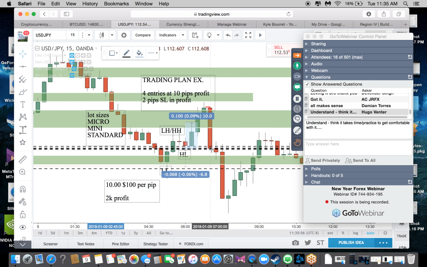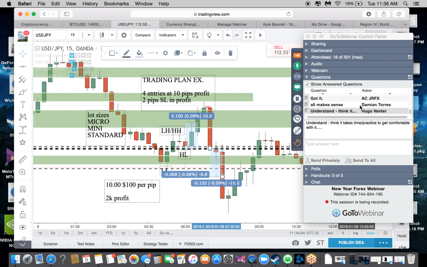And if we're looking at 10 pips profit, this is your 10 pips profit. And then you just ride your stop loss in profit. It becomes very simple, guys. It becomes very simple once you understand where our higher time frames are moving.